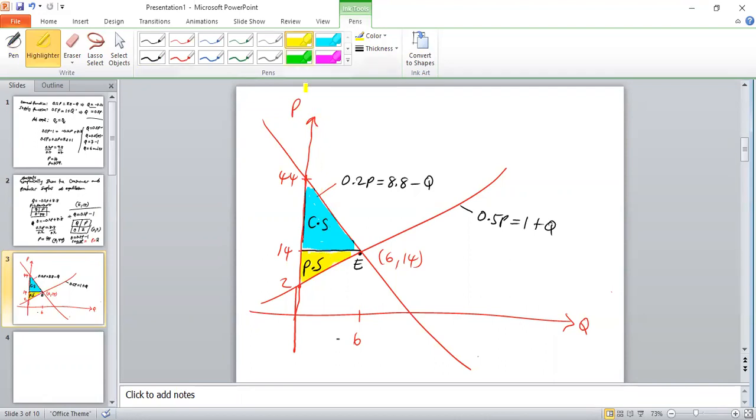The consumer surplus is covered by the equilibrium line. This is the equilibrium line. The area bounded by the demand equation and the equilibrium line is what we call consumer surplus. Then producer surplus is the area bounded by the supply function and the equilibrium line. Any questions? So you have illustrated like that. Make it look cute. Any questions?